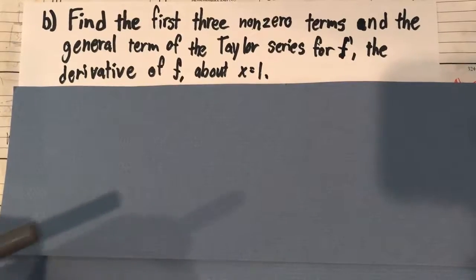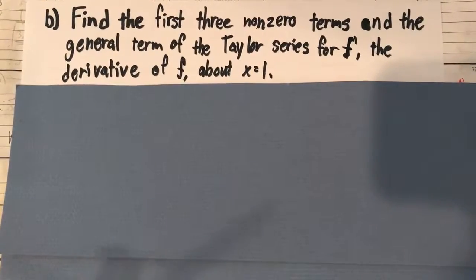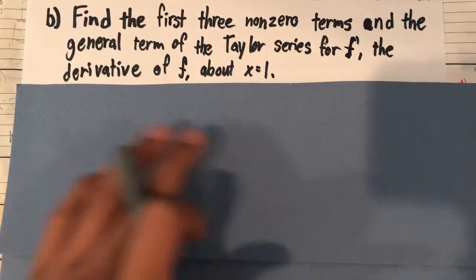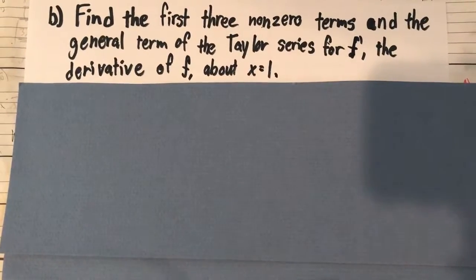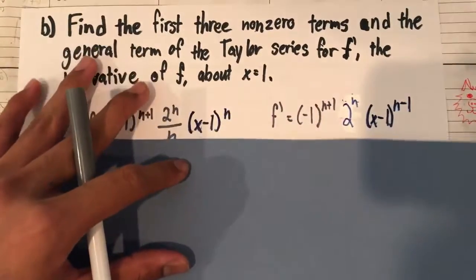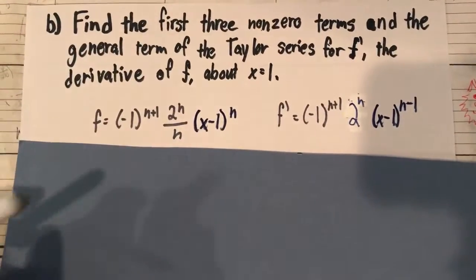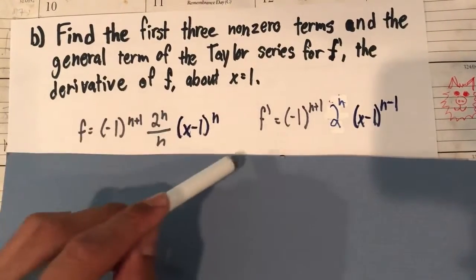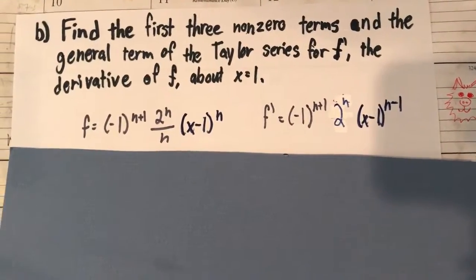Alright, so for part B, what it's basically asking is for you to find the first 3 non-zero terms and the general term of the Taylor series for f prime, that's just the derivative of f, about x equals 1. So starting the problem, let's identify f. So f is just this function we're given. It's also written in the original problem.